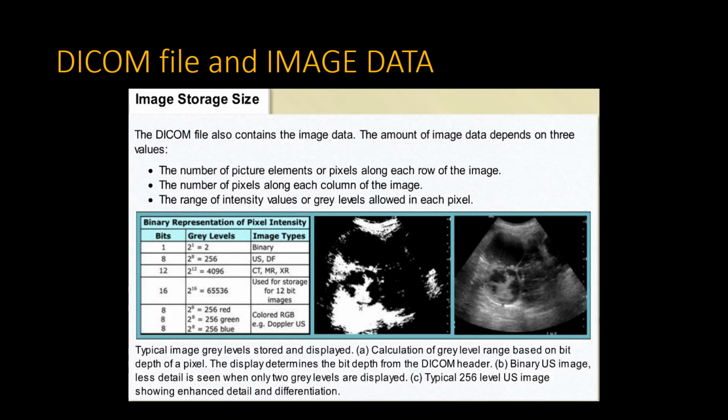DICOM files also contain image data, and the amount of image data depends on a couple values: the number of pixels, which are just little picture elements, along each row of the image, the number of pixels along each column, as well as the range of intensity values. And different file types have different storage requirements. So if you look at an ultrasound image, it might have 8 bits of data within it. It's much more simple than a colored image that's used for Doppler or other things. CT, MRI, X-rays may have more bits. They have more gray levels, and inevitably mammography is universally the highest because it has the most shades of gray within it. So for those lookup tables or gray levels within each pixel, it has the highest range of values.